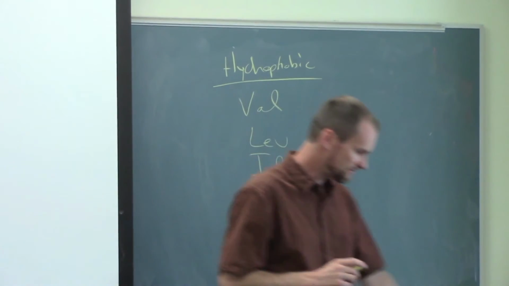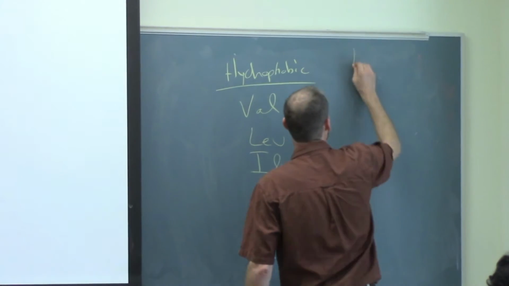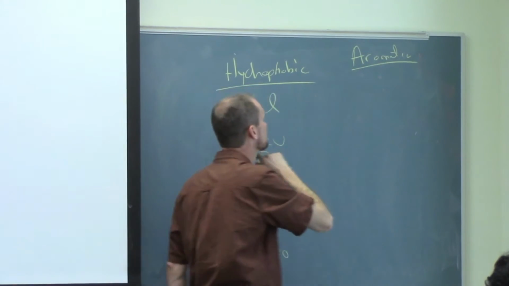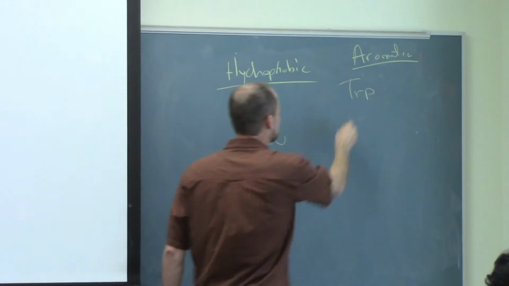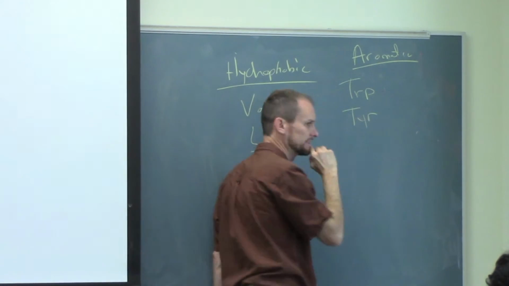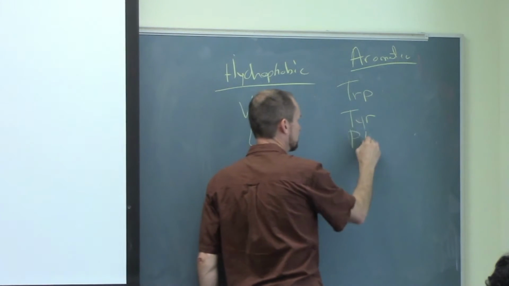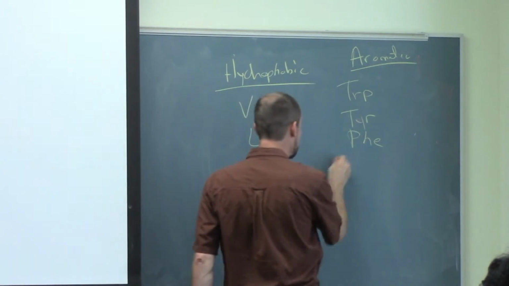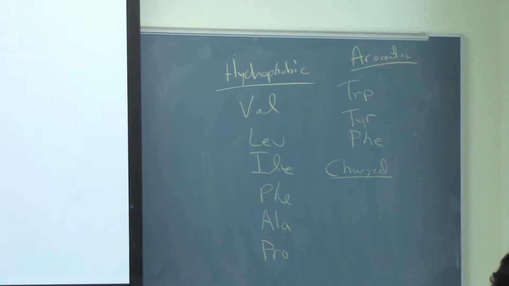What else? What is besides hydrophobic? What else do we have? Aromatic. Yeah, let's do aromatics. Which ones are aromatic? Tryptophan, tyrosine. These don't have to be exclusive categories, right? Phenylalanine. Okay, what else? How about charged amino acids? Glutamine.